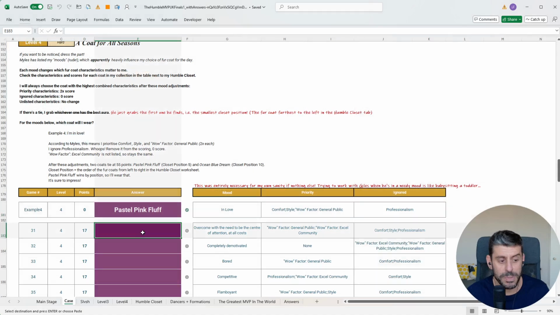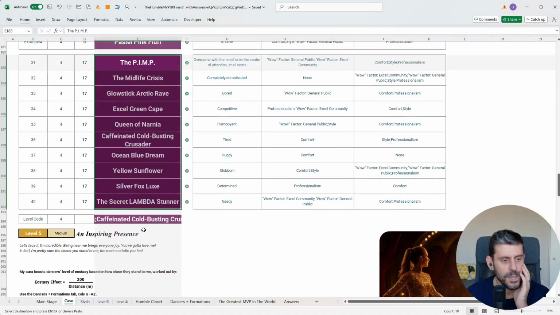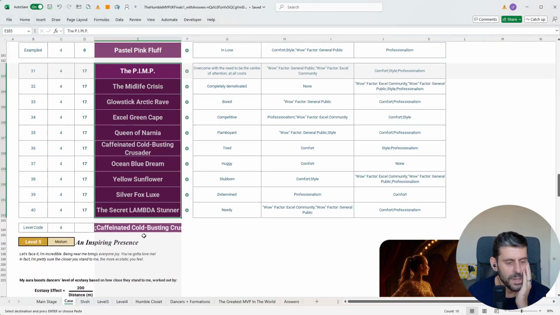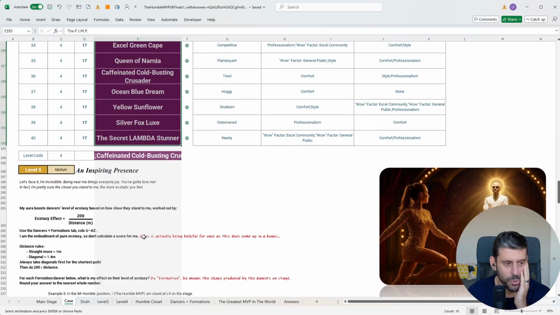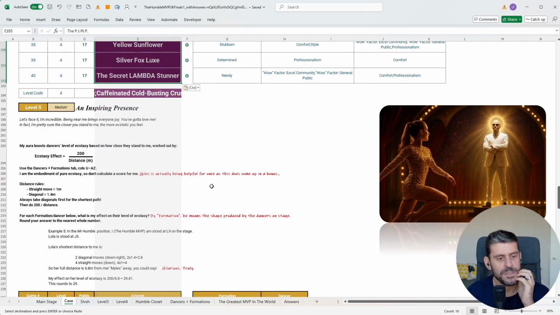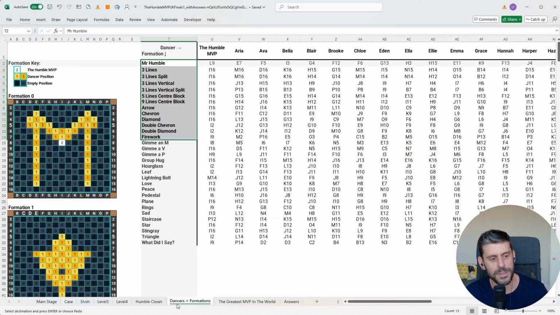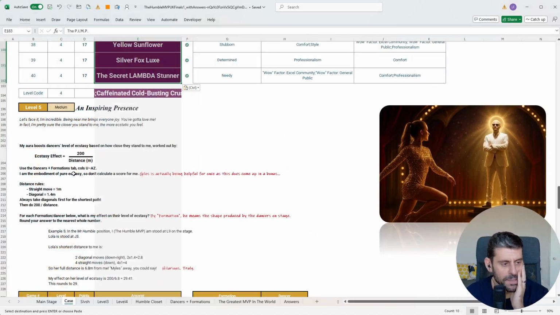I was just a little bit slow on this level, but felt really confident because the logic pretty much worked. Level 5 asks you to, well, we're now into the dancing formations. So level 5 asks you to calculate this ecstasy effect, which is 200 divided by the distance of the dancer compared to Jai's position. And you are told that basically a straight move is 1 meter long and the diagonal move is 1.4 meter long. And then you do 200 divided by the distance.